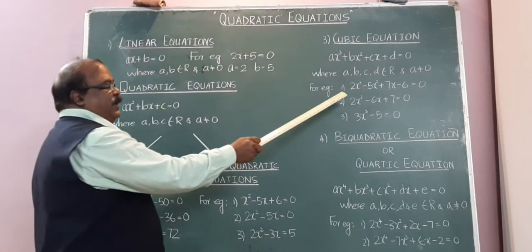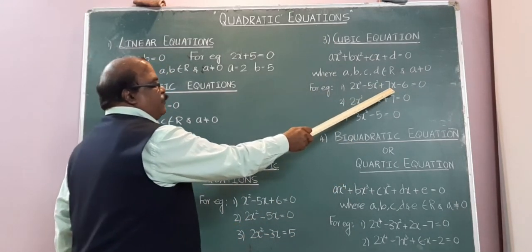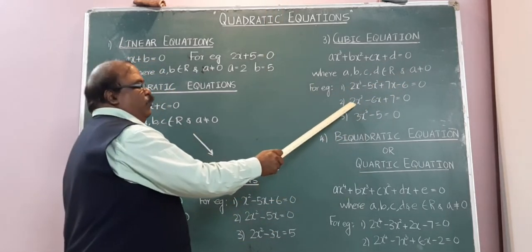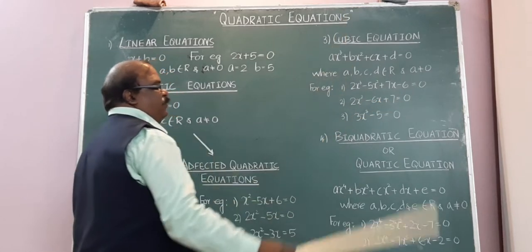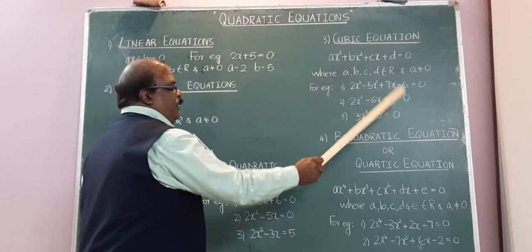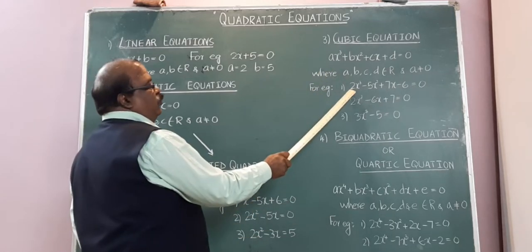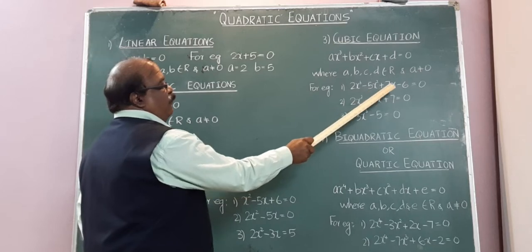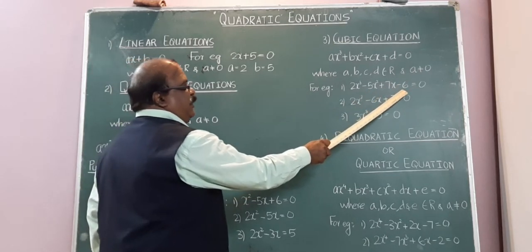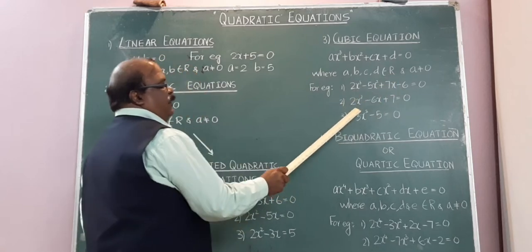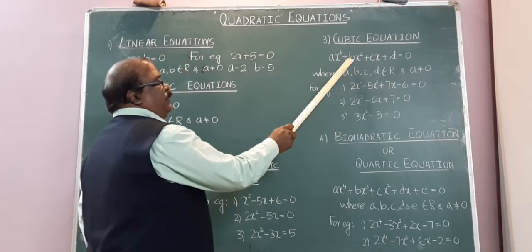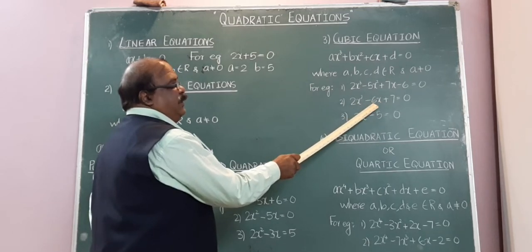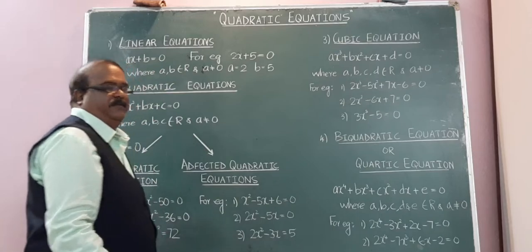I am giving you various examples. 2x cube minus 5x square plus 7x minus 6 is equal to 0. Another example, 2x cube minus 6x plus 7 is equal to 0. What is a? 2. b is the coefficient of x square. There is no x square, so the coefficient b here is 0. c is minus 6. d is 7.